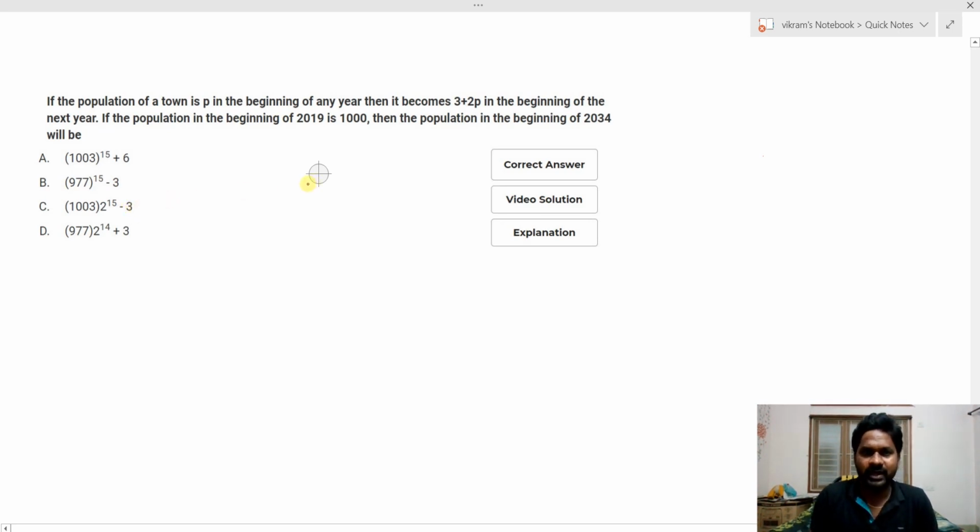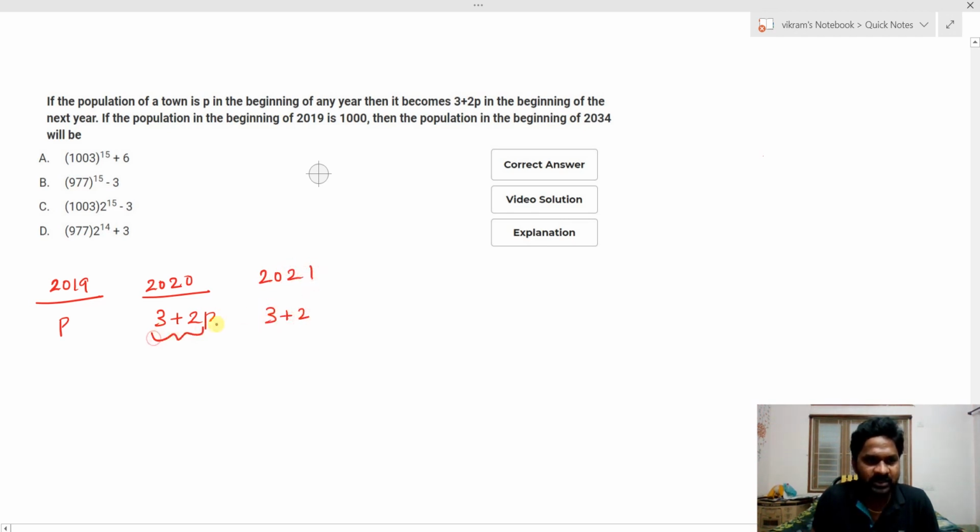Now the method 2 we have to do. What is method 2? In 2019 the population is p, and what is the population in 2020? He has given that it is 3 plus 2p. Okay, 3 plus 2p. And in 2021, what is the population? 3 plus 2 into, now this is the population over here, the p must be replaced by 3 plus 2p.